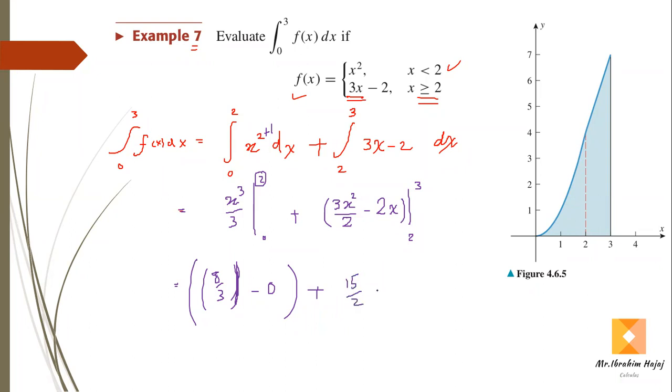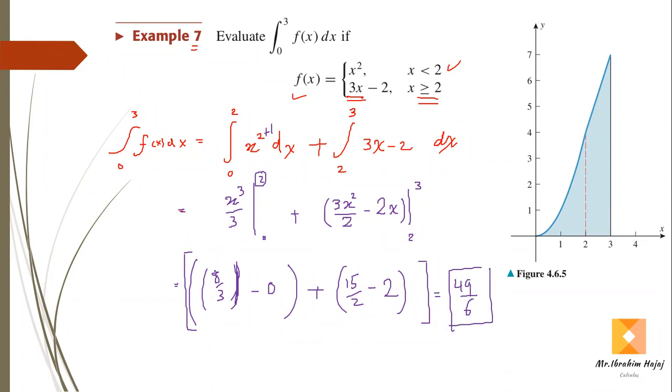Minus, when we evaluate at 2, it's 4 times 3, 12 over 2, which is 6, and 6 minus 4 is 2. Evaluate this all together. So we have 8 over 3 plus 11 over 2, which is 49 over 6.